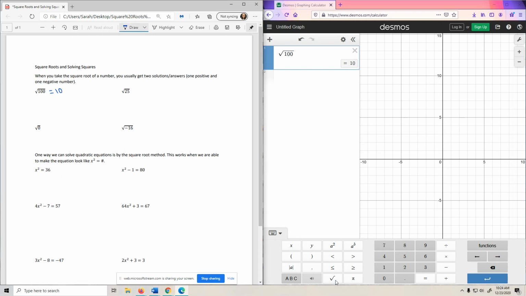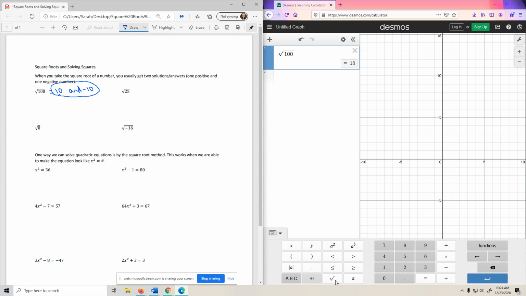But there's also another number that works for this. If I do negative 10 times negative 10, I also get positive 100. So you get two solutions for this. You get the square root of 100 is 10, and the square root of 100 is negative 10. So the moral of the story is most of the time when you're taking the square root of a number, you're going to get two solutions.